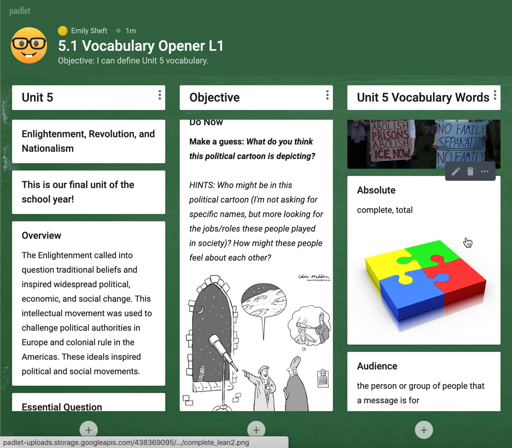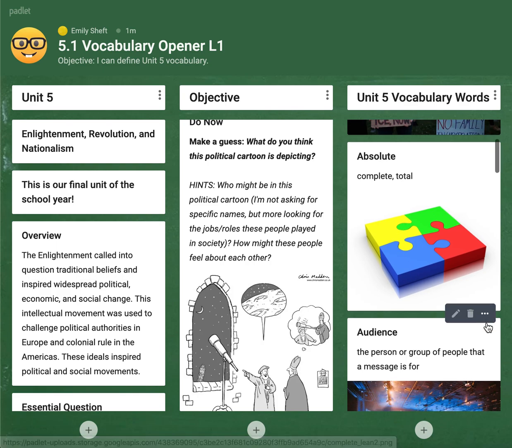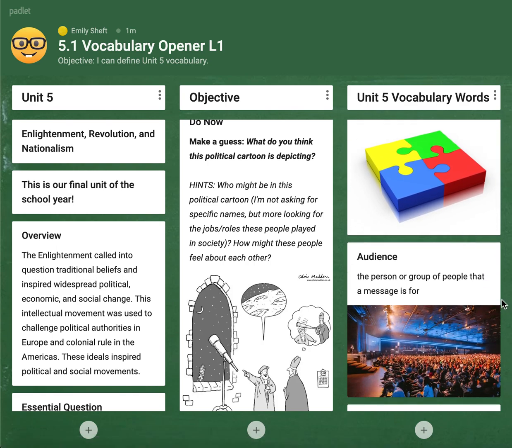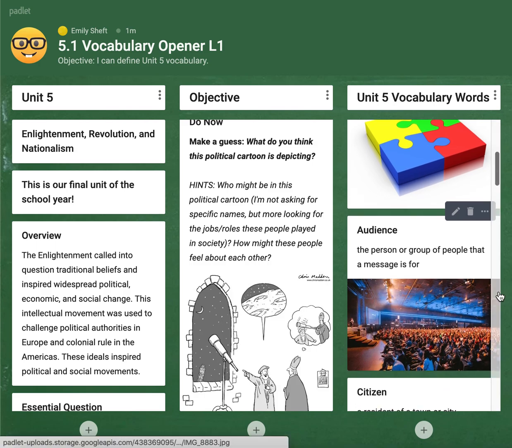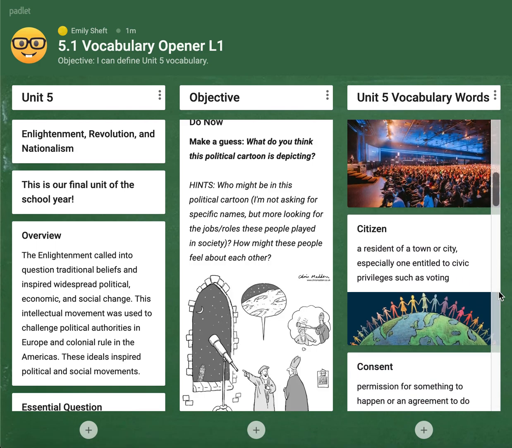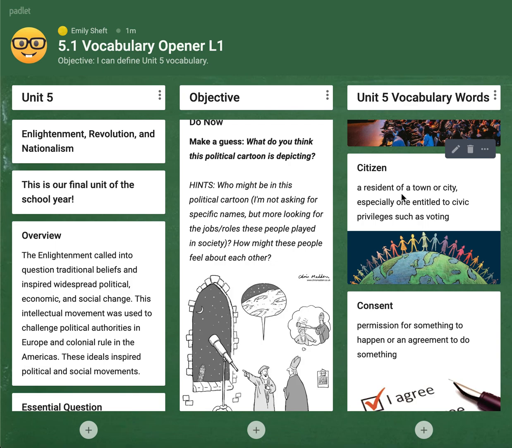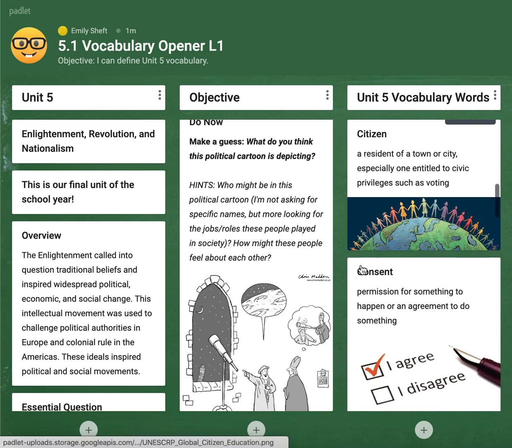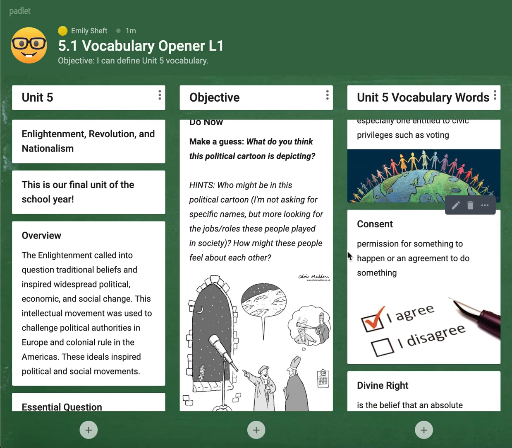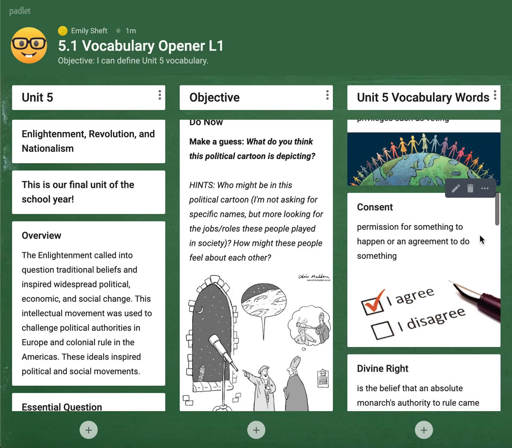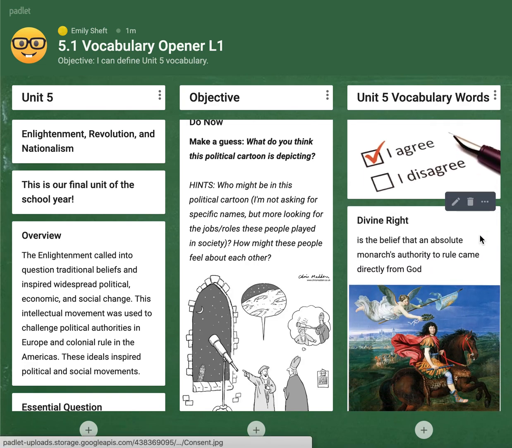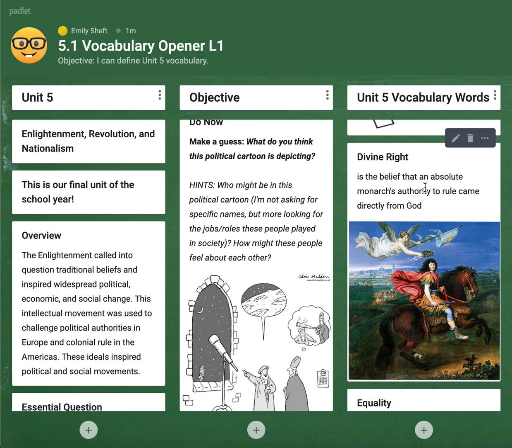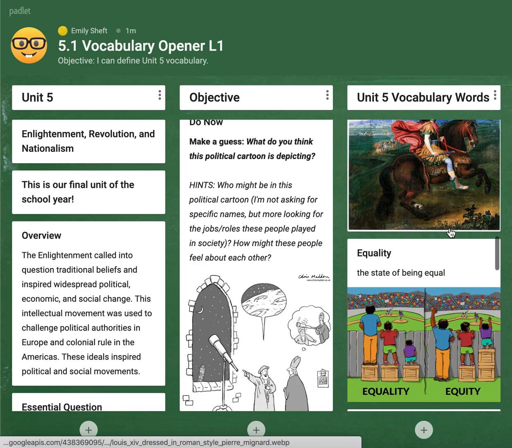And then we have absolute, complete or total. So this puzzle is complete and in total because all the pieces are there. Audience, something that we're familiar with, the person or group of people that a message is for. Citizen, a resident of a town or city, especially one entitled to civic privileges such as voting. Consent, permission for something to happen or an agreement to do something. Divine right is the belief that an absolute monarch's authority to rule came directly from God.